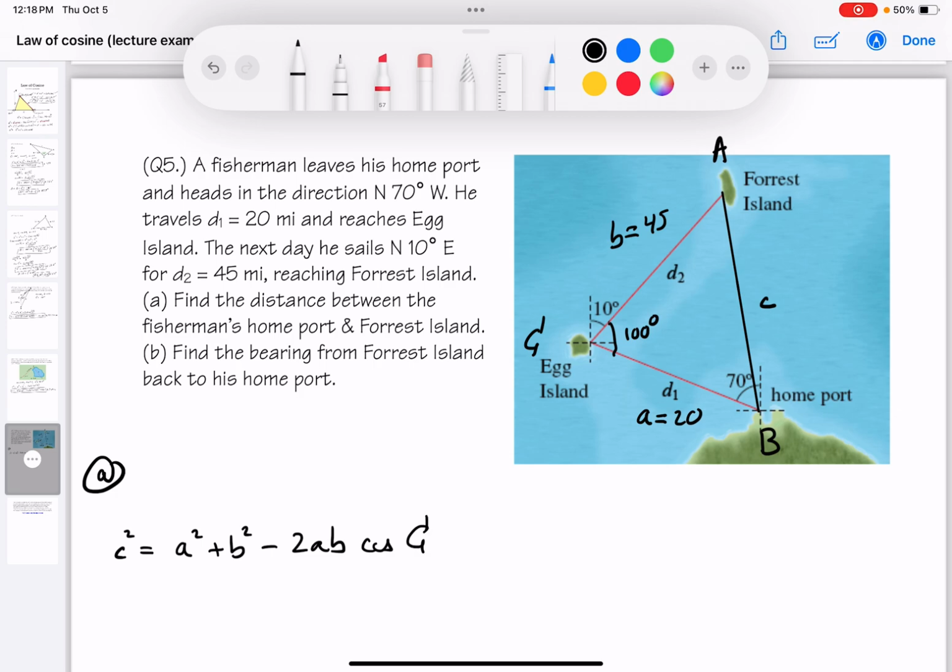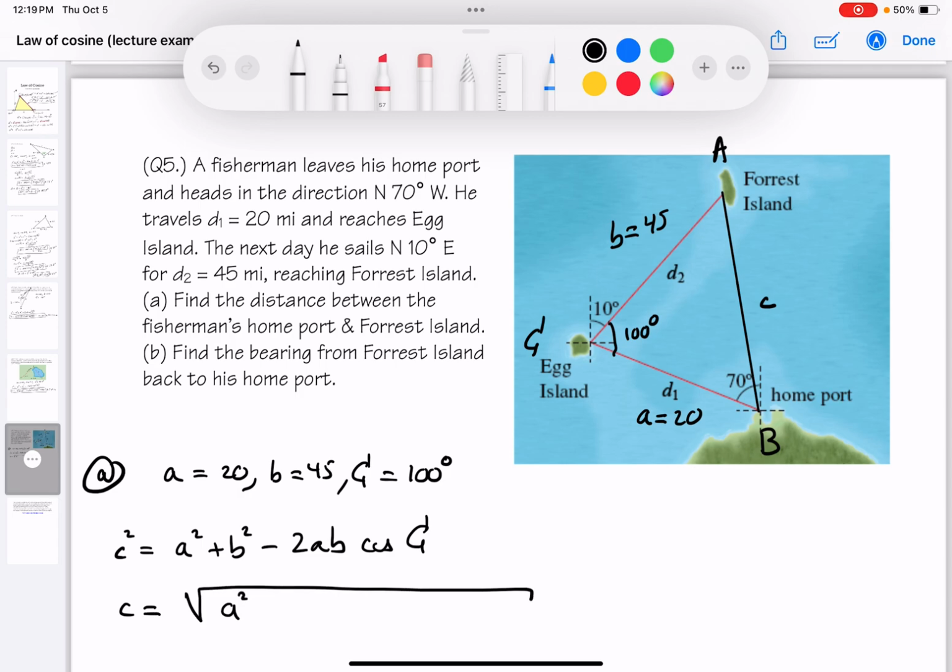So I'm going to write down what I need for this. I need to know what A is. And A is 20. That's miles, by the way. And I do need to know the B. The B is 45. That's in miles. And I do need angle C. And angle C is 100 degrees. I'm going to write that down. All right? So what's C going to be equal to? C is pretty simple. It's like we've always been doing. It's the root of, principal root, A squared plus B squared minus 2AB cosine of C. And I'll put a box in that. Oh, you know what? I'll put the unit down. It's in miles.